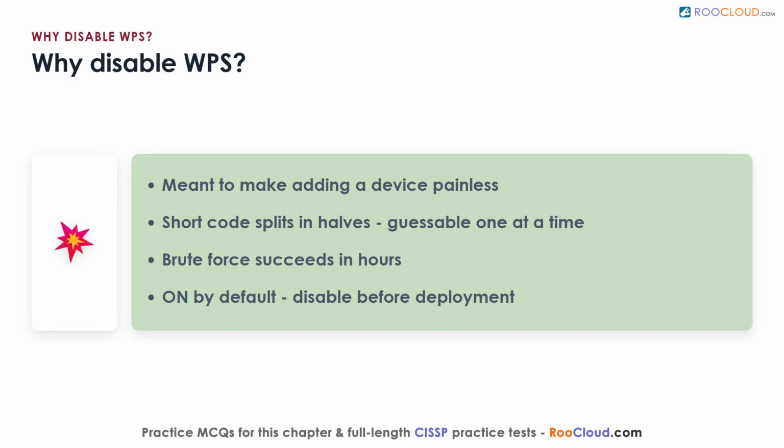The trouble is that code splits into two halves that an attacker can guess one segment at a time, with the base station confirming each half. That design lets a brute force attack succeed in hours, dropping an intruder onto your network. It is on by default on most access points, so disabling it should be a standard step before deployment. If a device will not let you turn it off, update the firmware or replace the unit.